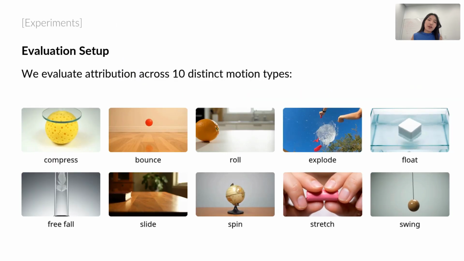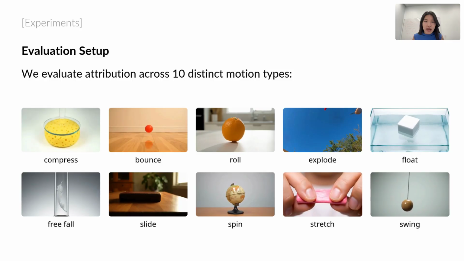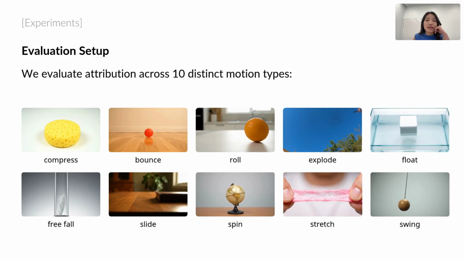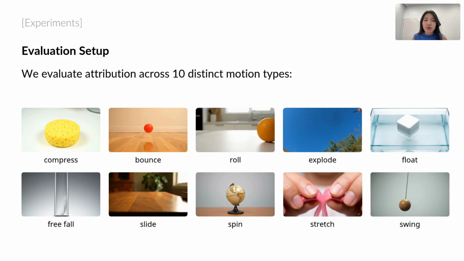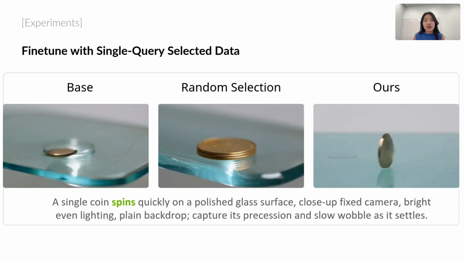We further test across 10 physically distinct motion types: compress, bounce, roll, explode, and more. We use Motive to select the top K most influential clips given query data, then fine-tune on the curated subset. For the spinning coin query, the base model produces inconsistent results. Random selection adds some motion but is still noisy, and some parts are flat and barely move. For our Motive selected data, the coin spins naturally.